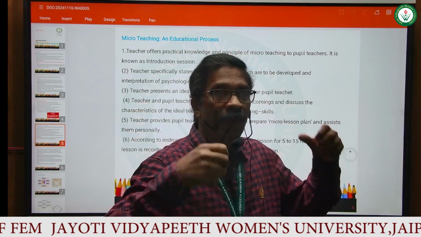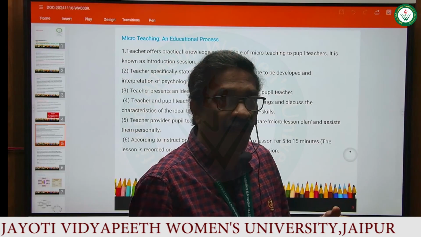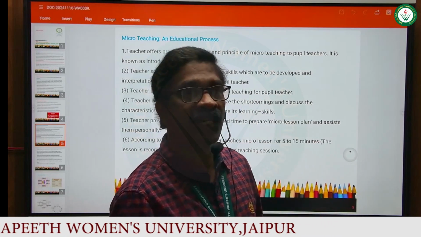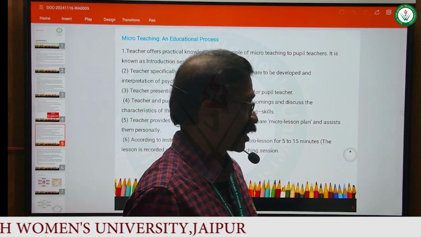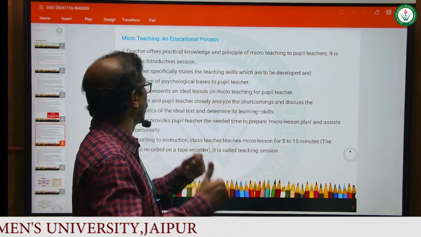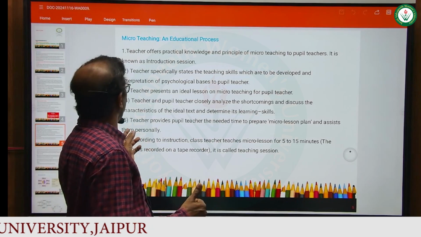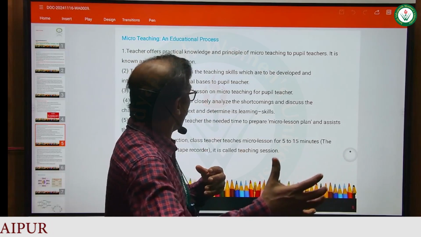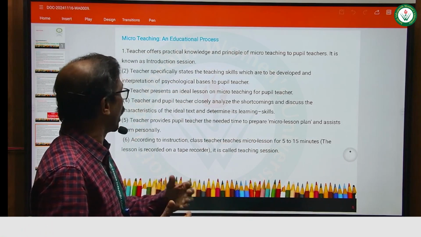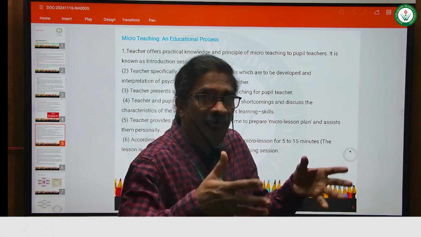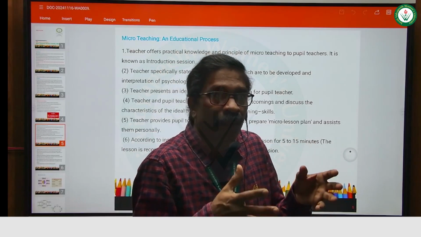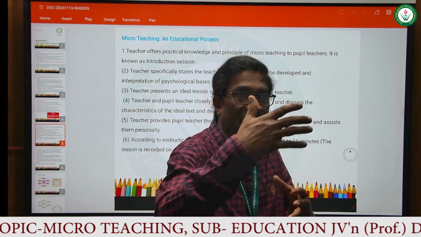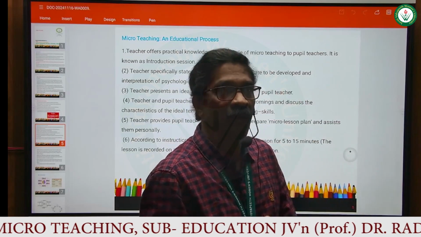The psychological approach, a kind of attitude and self-confidence, is what the micro teaching session ensures for prospective teachers when we are making continuous and constant practice. So the teacher and pupil teacher closely analyze the shortcomings of the lesson, discuss the characteristics of an ideal text and determine learning and skills. So in the micro teaching sessions, the prospective teacher gets a chance to analyze the drawbacks. After the end of the session, they will get some ideas from the observations.